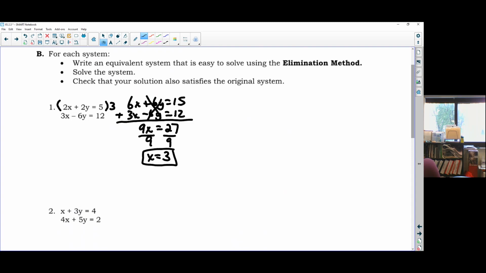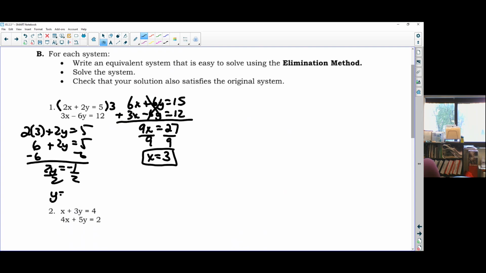So now I'm going to go over here to one of these equations. I'm going to use the first one and plug 3 in for x. And I get 6. So when I subtract 6 from both sides, I get 2y equals negative 1. So y equals negative 1/2, right? Or negative 0.5.